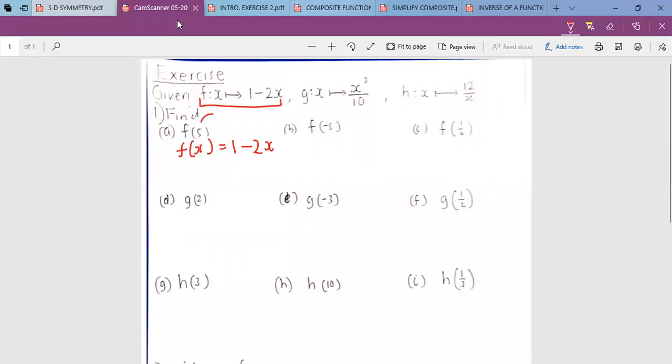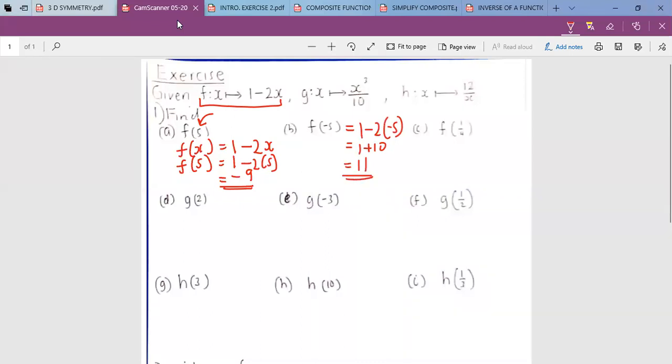So here, my x is given as 5. That means where there is x, I'm going to substitute with 5. So I will get 5 times 2 is 10. So 1 minus 10, I get minus 9. Number 2, I'm going to substitute with minus 5. So 1 minus 2, in the place of x, I keep minus 5. So I will get 1 plus 10, and my answer will be 11.